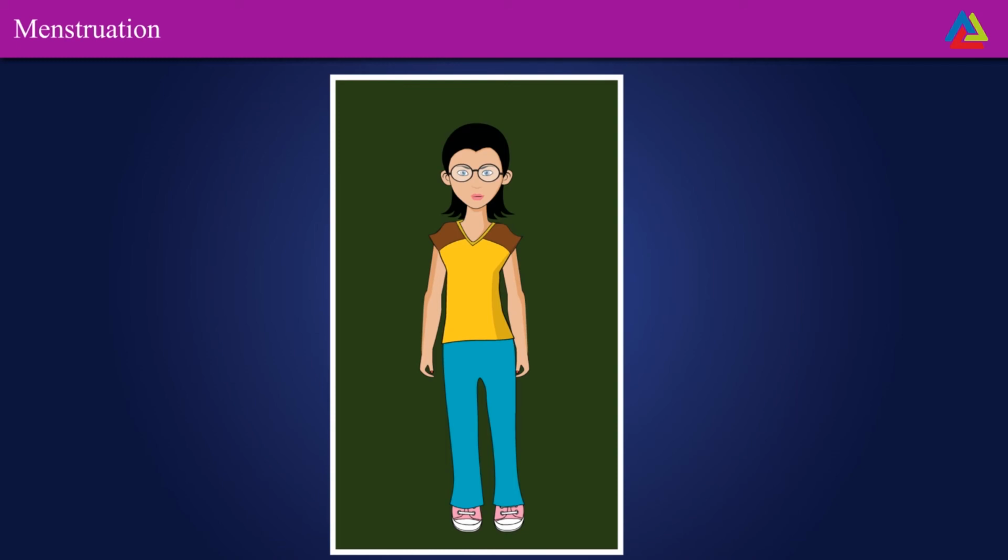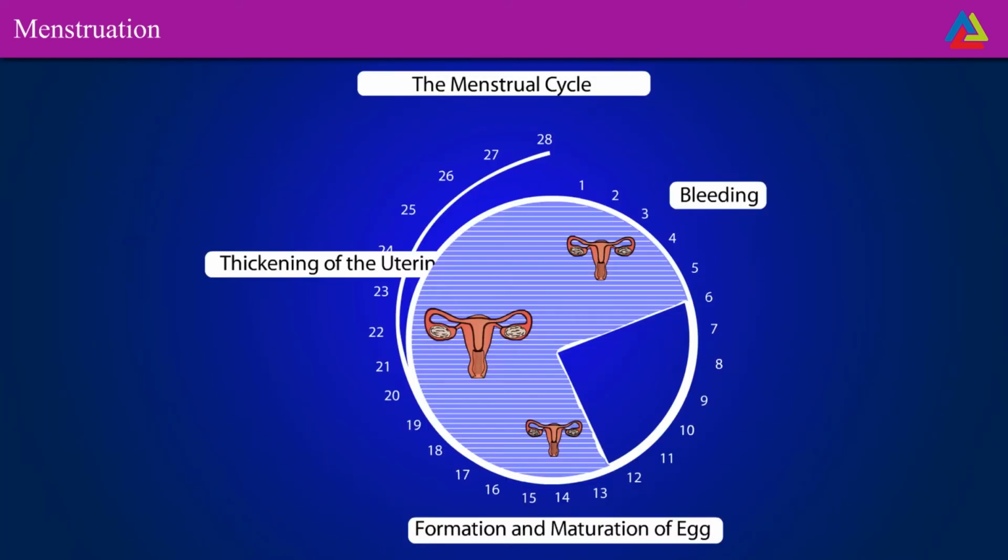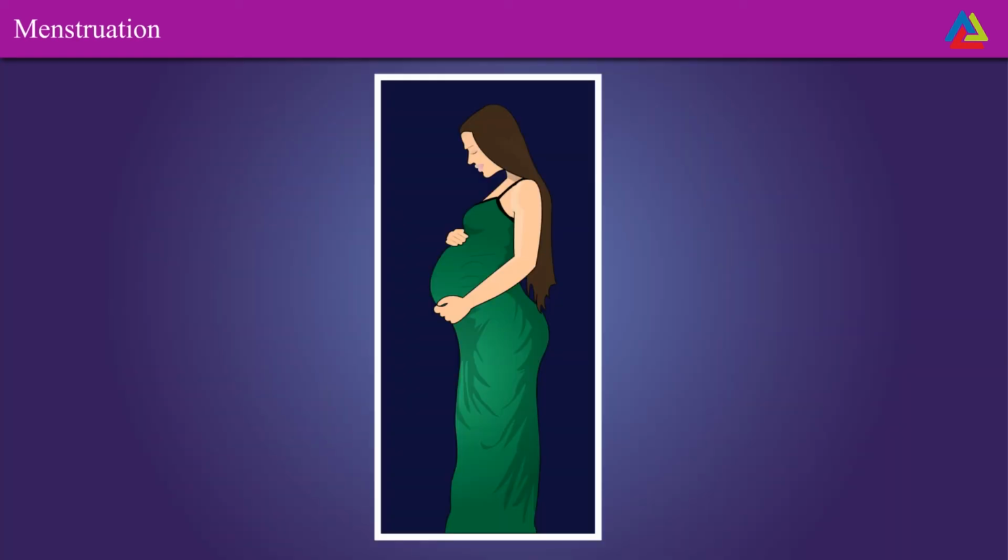If fertilization does not occur, the thickened inner wall of the uterus breaks down along with its blood vessels and moves out of the vagina in the form of a bleeding called menstrual flow or menstruation. This lasts for 2 to 8 days. These cyclic events take place every 28 days, called the menstrual cycle. Ovulation takes place in the middle of the menstrual cycle, around the 14th day. During pregnancy, both ovulation and menstruation stop till the birth of the offspring.